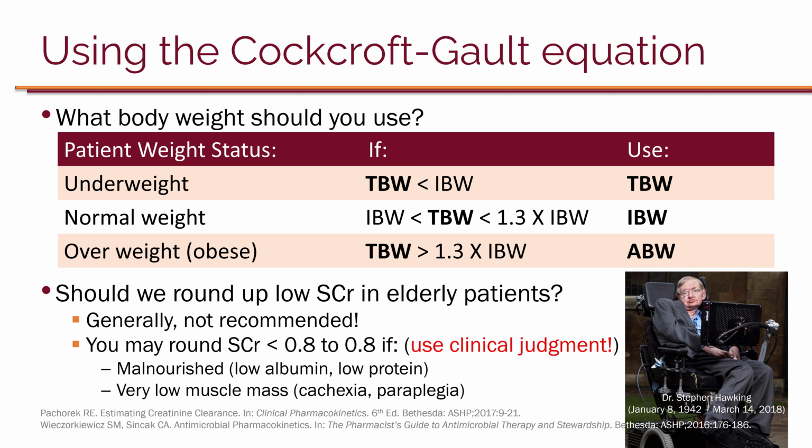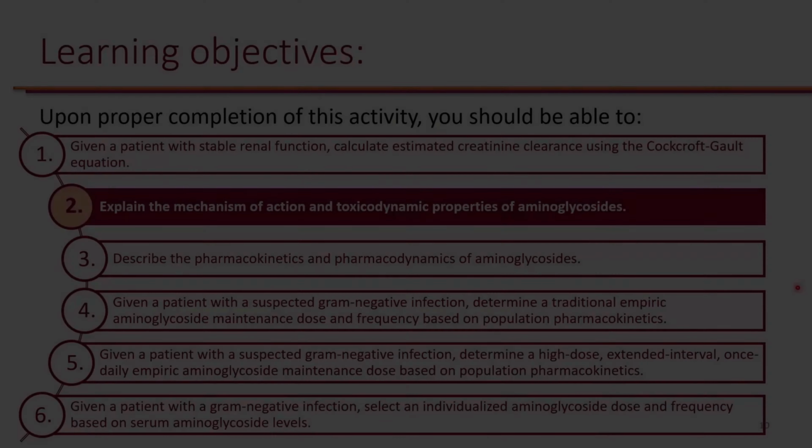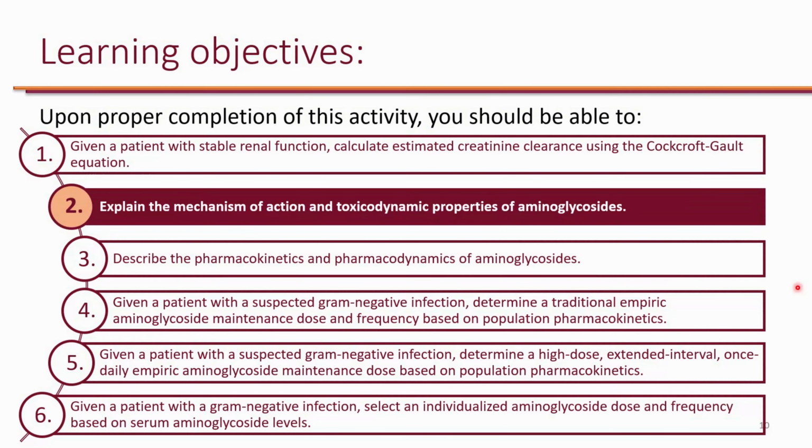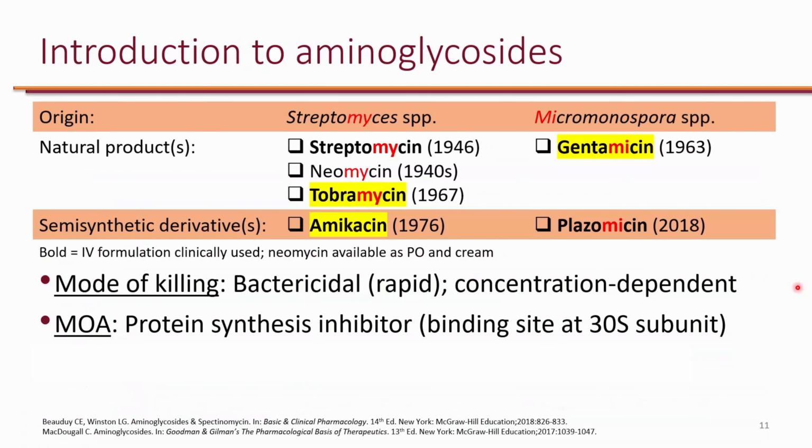We looked at estimating creatinine clearance using the Cockcroft-Gault equation. Now, the next learning objective is to explain the mechanism of action and toxicodynamic properties of aminoglycosides. Most aminoglycosides are natural products that naturally exist in nature, and the naming of these aminoglycosides is actually based on the organism that they are derived from.